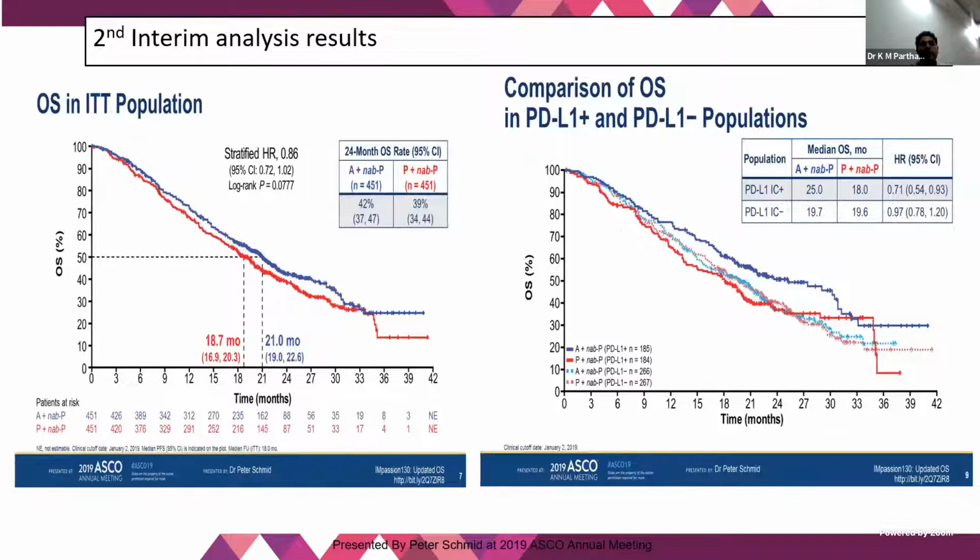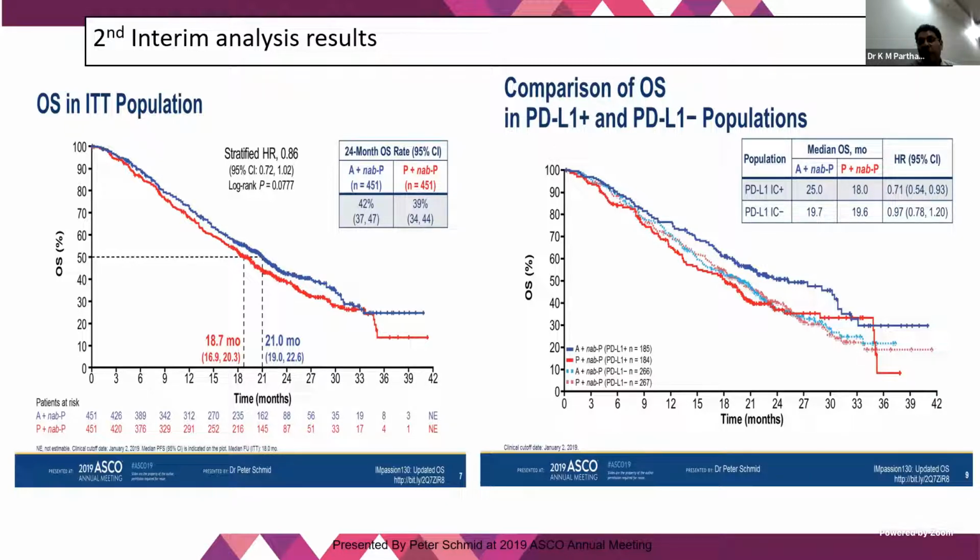And in the second interim analysis that we are just touching upon, here also the survival curves remain separated, and the 24 month OS rate is 42% in the Tecentriq arm compared to 39% in the placebo arm. What about the PDL1 positive subset? Here it is much more impressive. That is 25 versus 18 months. But when you take the PDL1 negative, it is not different. So PDL1 positive 2-year overall survival is impressive.